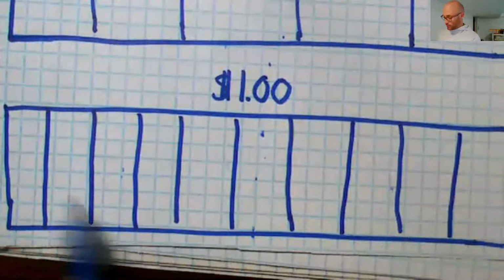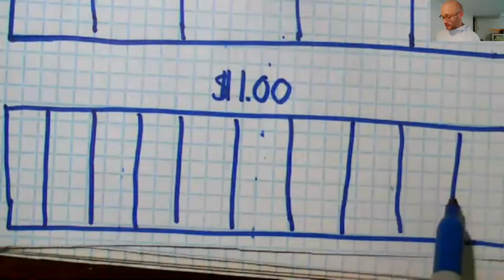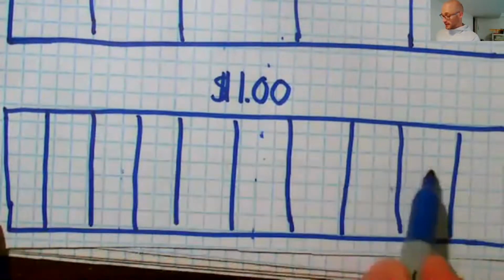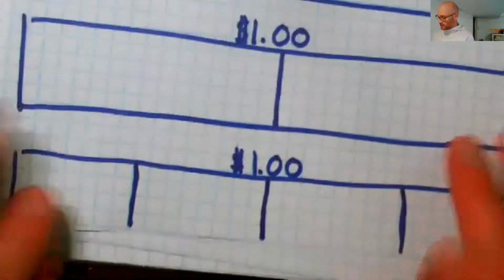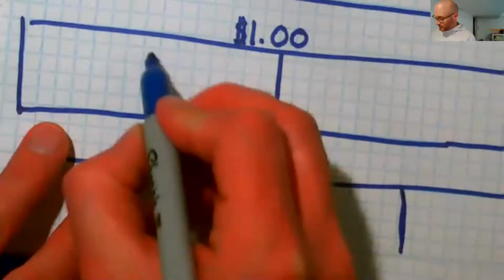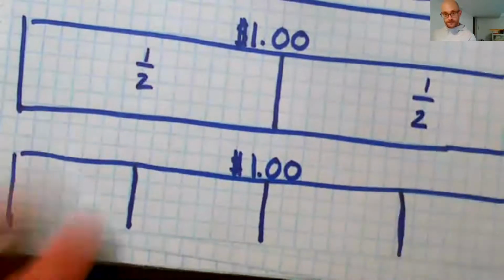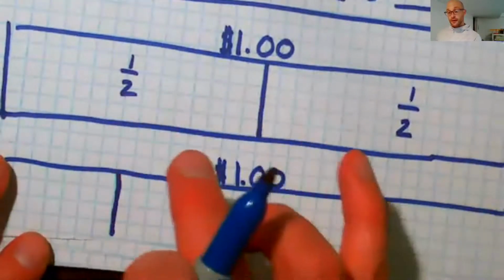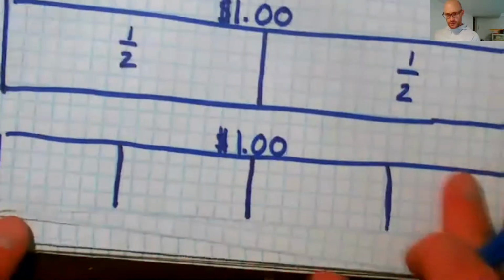Let's check. I drew 1, 2, 3, 4, 5, 6, 7, 8, 9 lines. And that gave me 1, 2, 3, 4, 5, 6, 7, 8, 9, 10 equal boxes. It worked. That's great. Okay, now one thing I actually forgot. What I want you to do inside of this box, I want you to write 1/2 and 1/2. Okay, that's going to show us that this whole dollar was split into halves, really, right? 2 equal pieces.